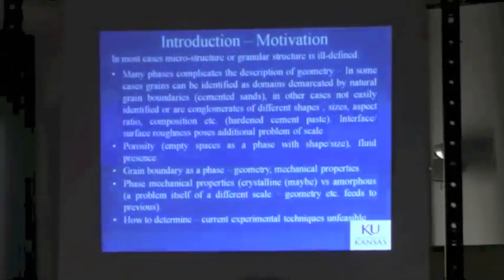You have all kinds of particle shapes and sizes interpenetrating each other, forming grain boundaries which are of finite lengths, nanometers or maybe tens of nanometers. When they interact with each other in a non-cohesive material, you have interfaces which have surface roughnesses. That adds an additional problem. You have porosity at all different scales, and we have heard talks about some of those aspects in this workshop. The grain boundary itself is a phase.